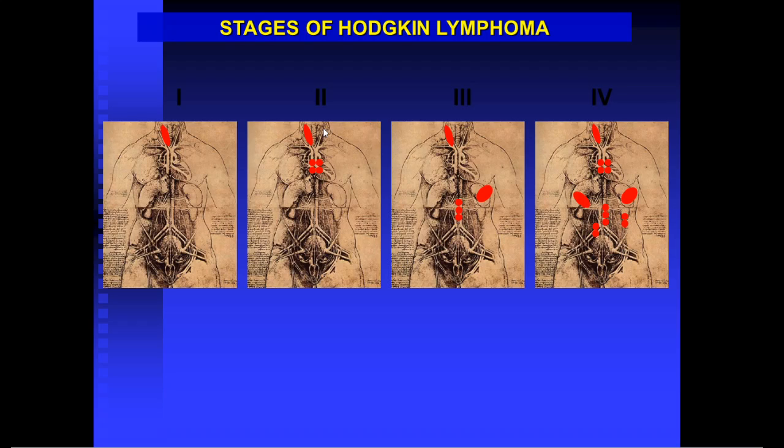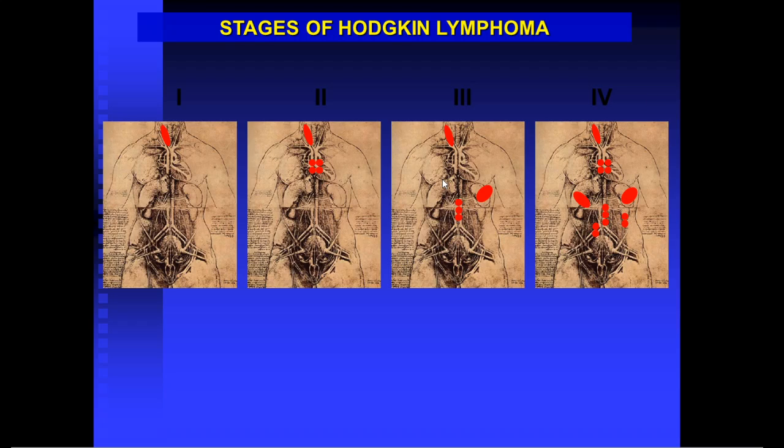Second stage is when we have two focuses of lymph nodes affected, but both of these focuses are above or below the diaphragm, on the same side. For example, like this. Both of these focuses are above the diaphragm.